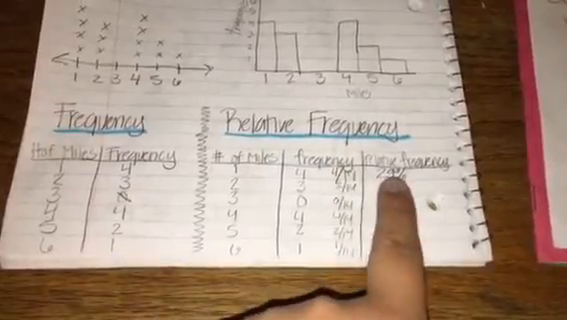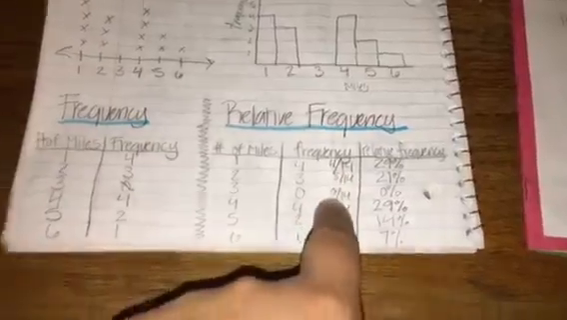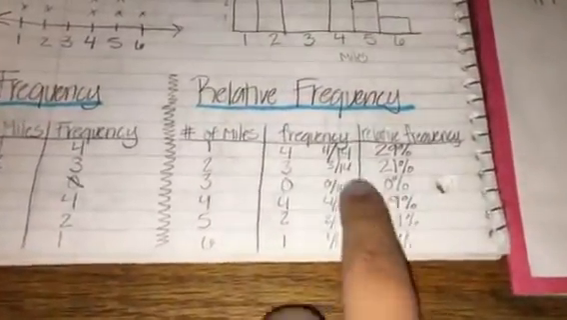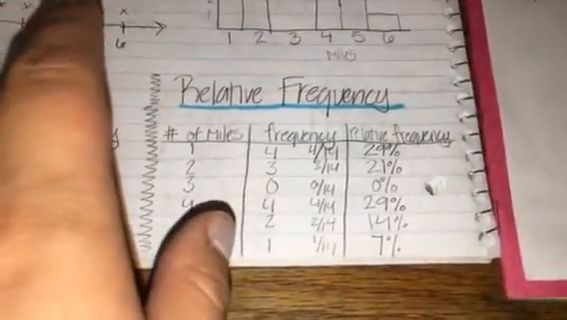Just a reminder, in order to get the relative frequency, which is a percent, you want to put it over in fraction form. You're going to divide it, move your decimal 2 places over, round, and then use it that way.